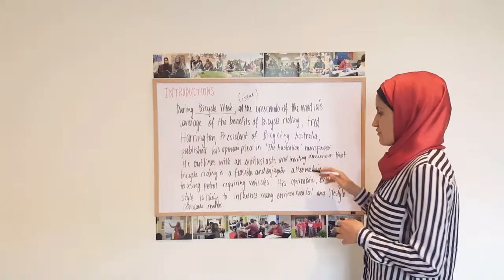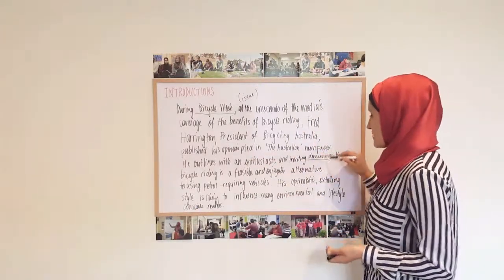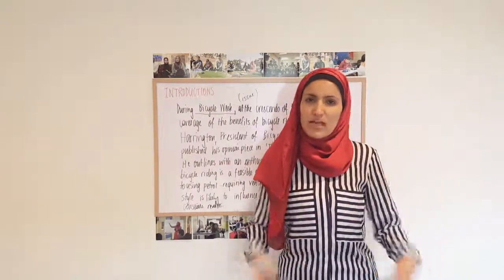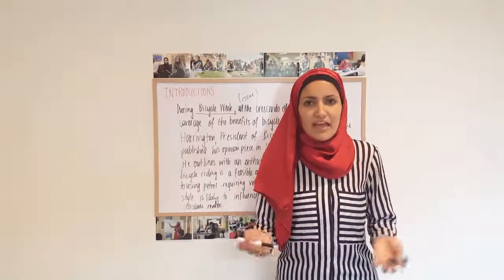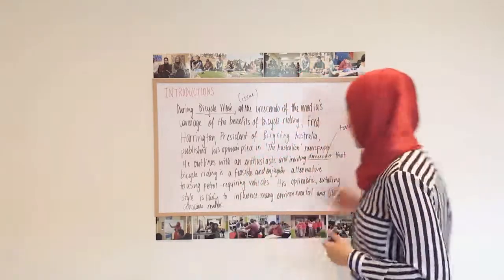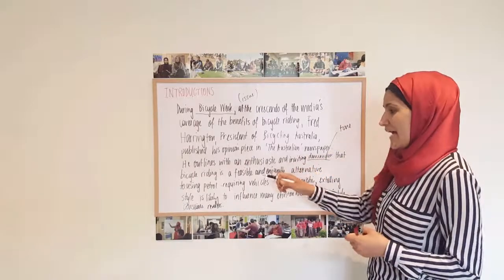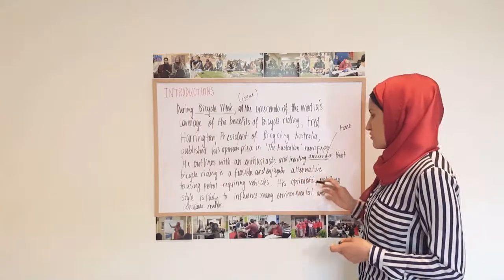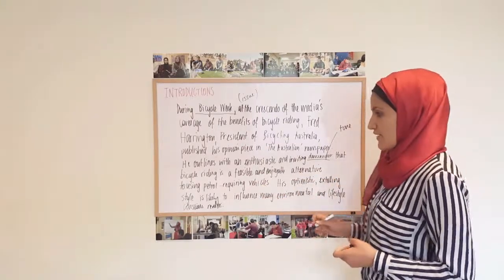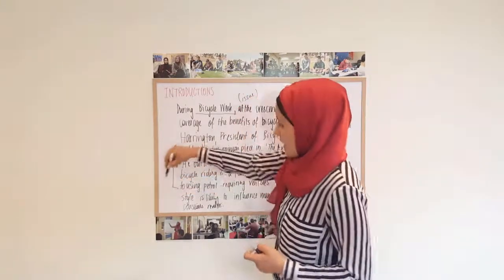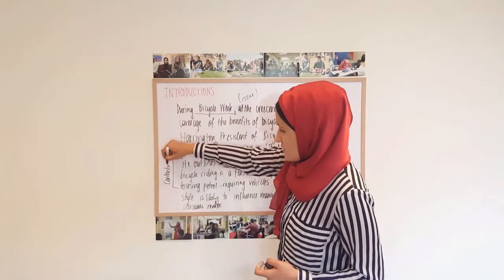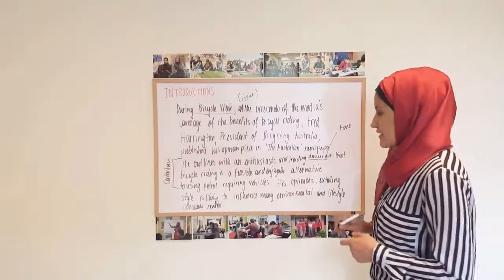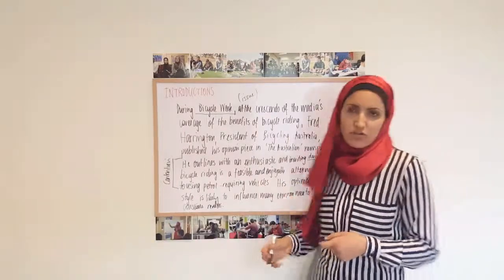He outlines with an enthusiastic and inviting demeanour. So demeanour is a word that you can use as an alternative for tone. It means the way you present yourself or the way you come across. It's a very, very good alternative to tone or style or manner. He outlines with an enthusiastic and inviting demeanour that bicycle riding is a feasible and enjoyable alternative to using petrol-requiring vehicles. So this second sentence is the contention sentence. So that's his contention. His optimistic, extolling style is likely to influence many environmental and lifestyle-conscious readers.